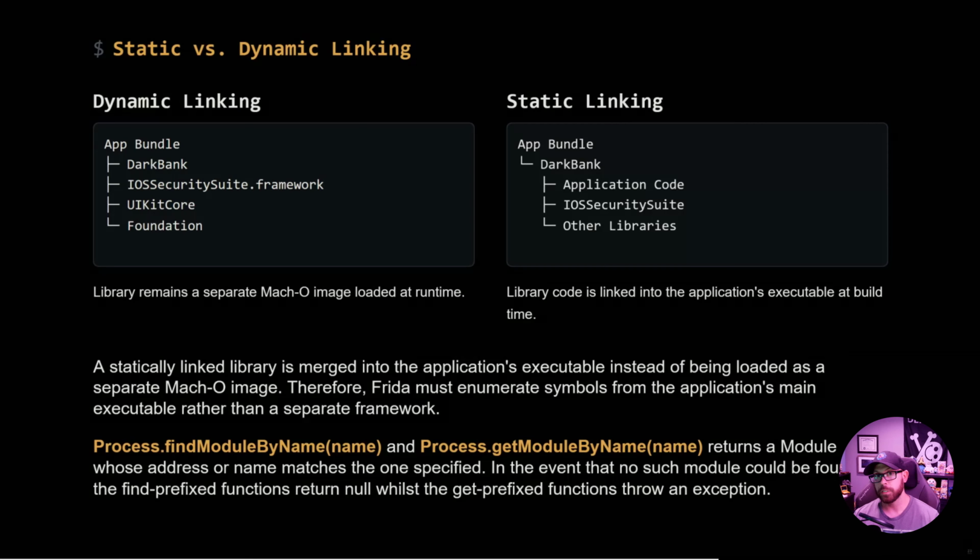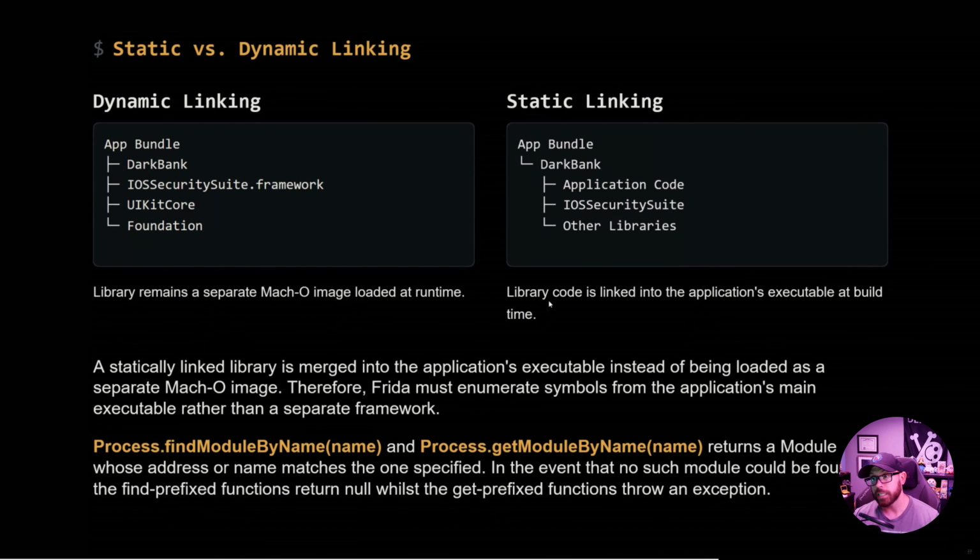So let's review static linking versus dynamic linking. So dynamic linking, the example on the left-hand side, the library remains a separate Mach-O image loaded at runtime. Okay. Static linking is the library code is linked into the application's executable at build time.